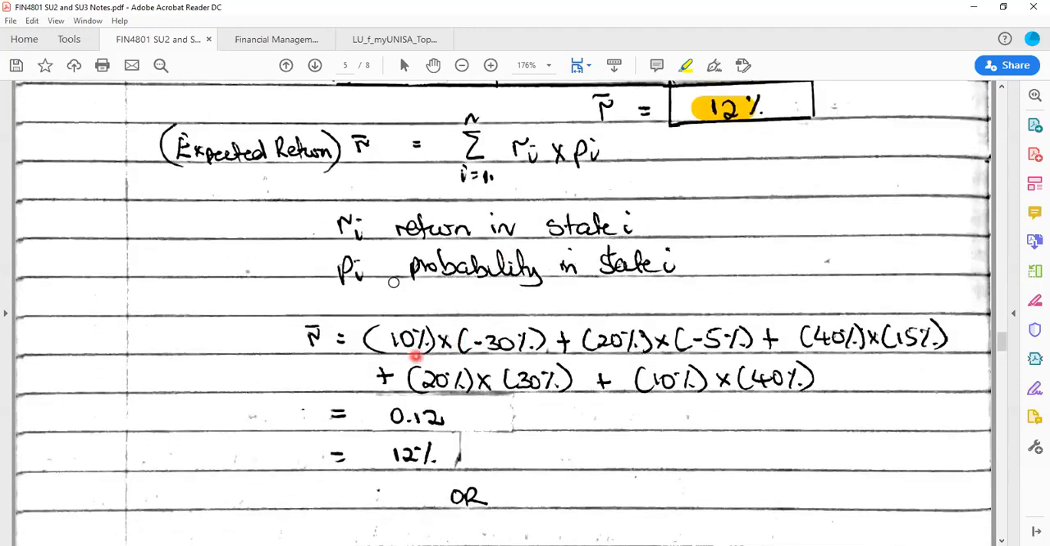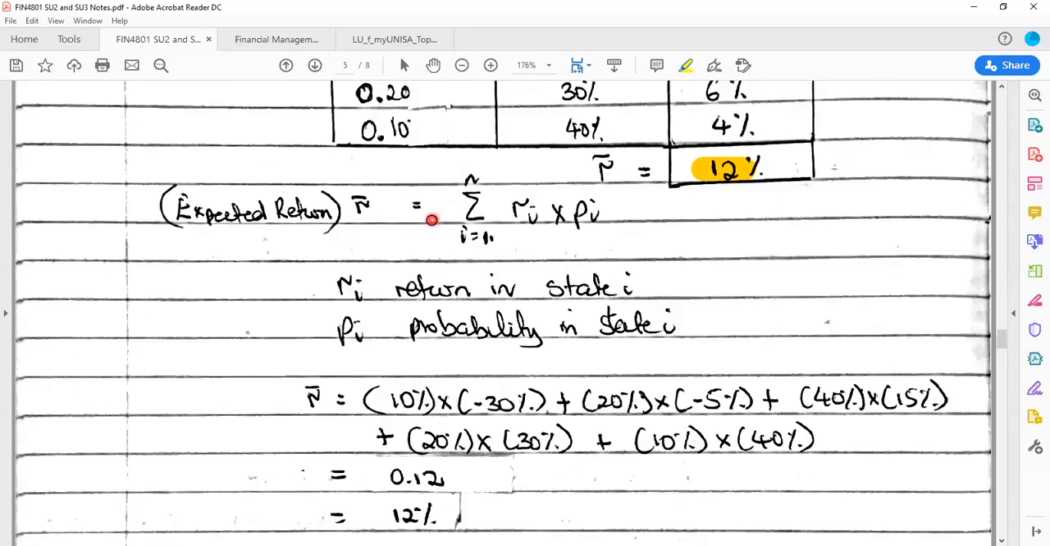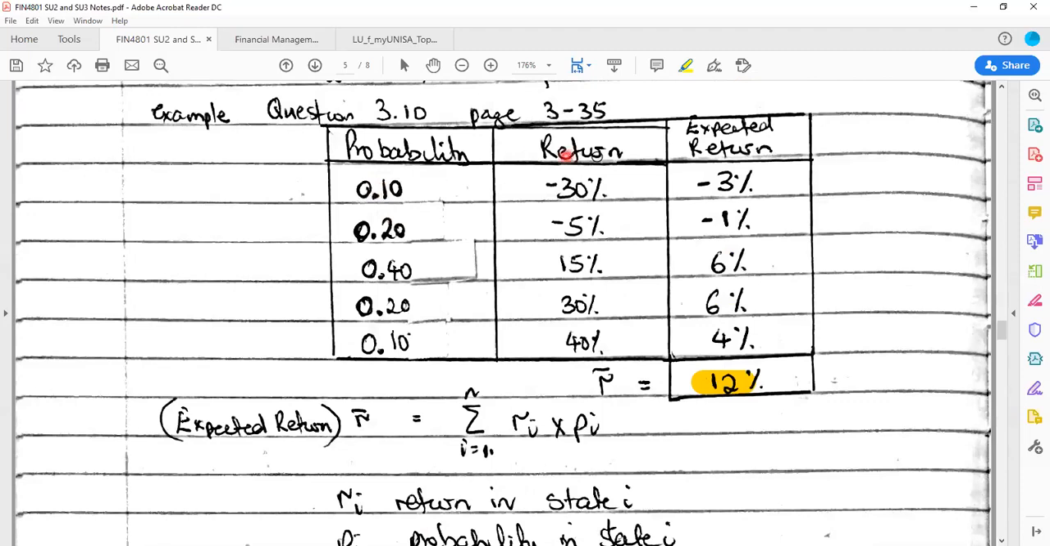So you could also do it this way, but this way is a bit longer and you would need to change everything into decimals, right? Or in other words, you would need to divide at the end. But I think the best for this module, let's stick to this table.